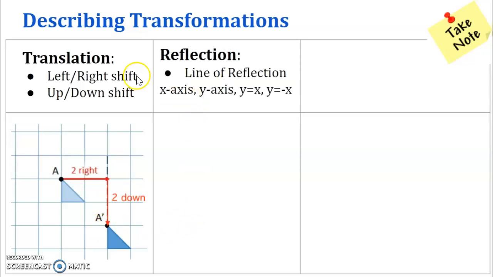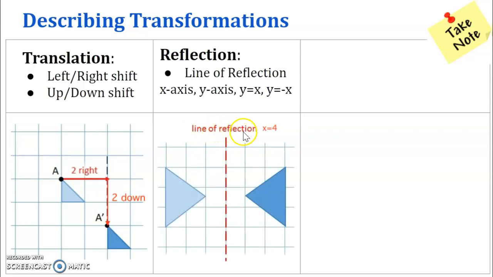What's the next transformation we learned? Reflection. With the reflection, you're always going to have a line of reflection, because depending on where the line of reflection is, the location of the transformed shape is going to be determined. The line of reflection could be the x-axis, the y-axis, it could be y is equal to x or y is equal to negative x. In fact, it could be any line, but for simplicity, we did a lot more on the x-axis and y-axis.